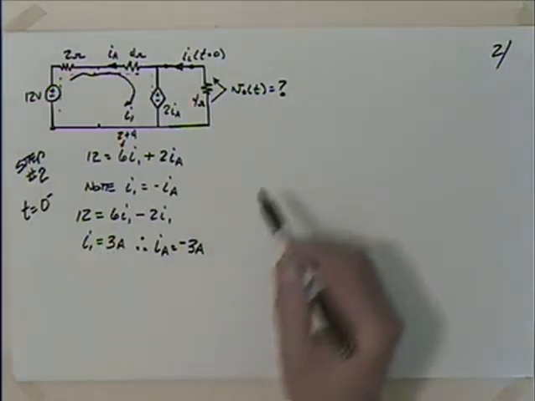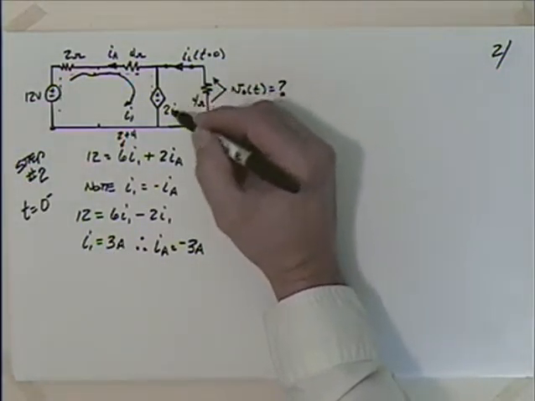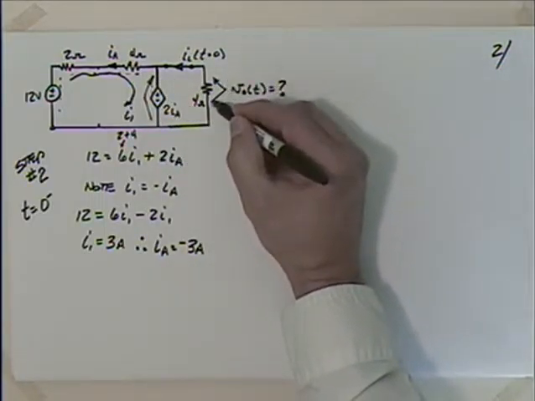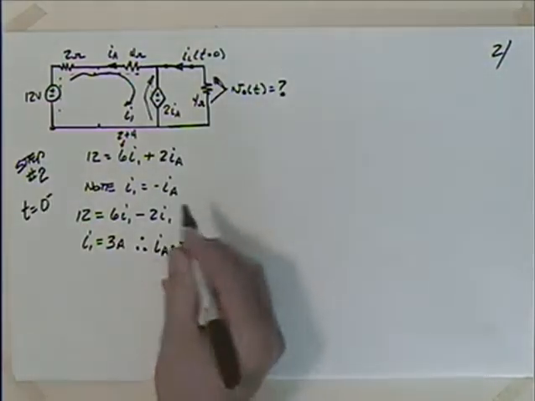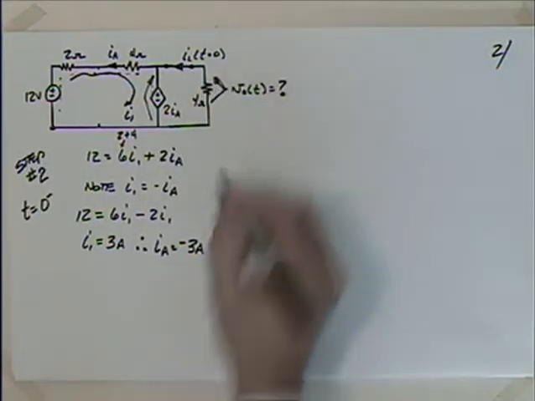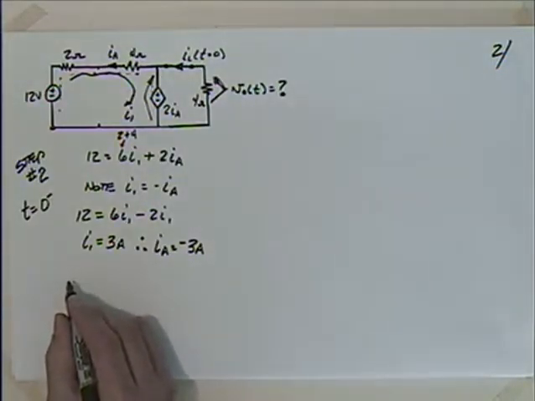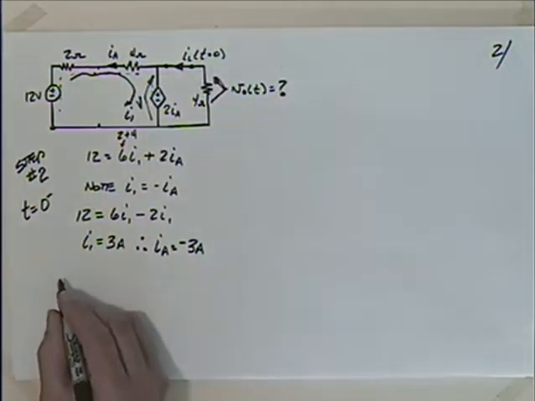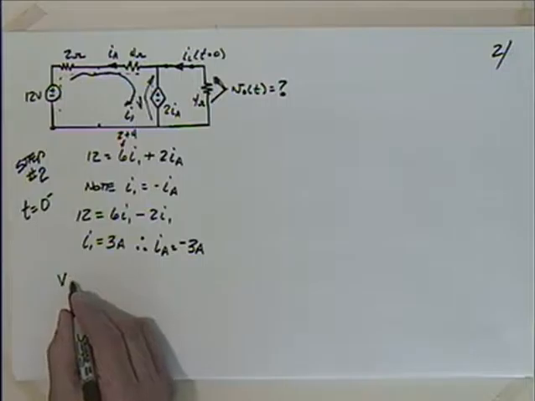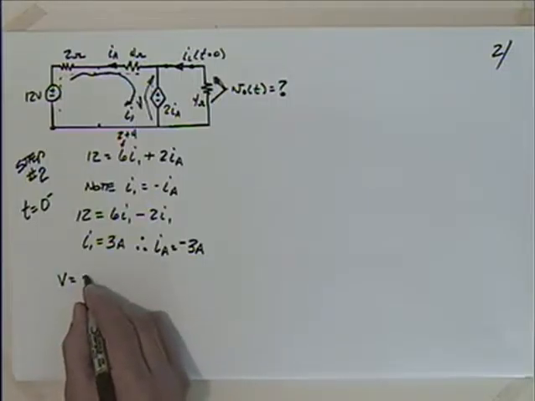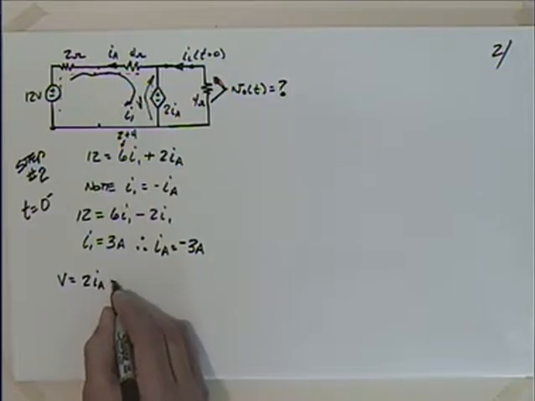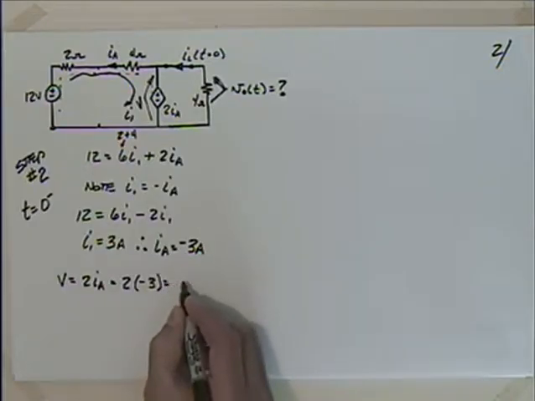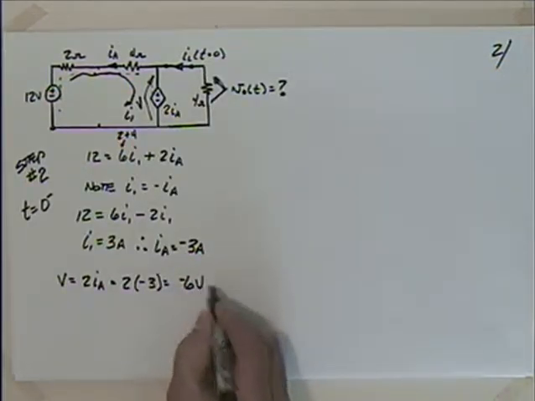The reason that I need that is because I can start to get this voltage. The voltage across here, which is just 2IA, is going to be the same as the voltage across here, right? And if I get the voltage across here, I can get that current. So let's do that. I'll call this voltage right here V. I'll use an uppercase. The voltage V is equal to 2 times IA, which would give me 2 times minus 3, which is equal to minus 6 volts, right?